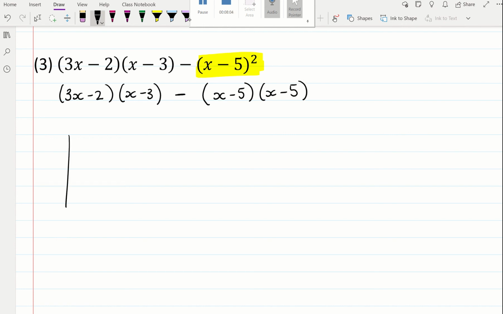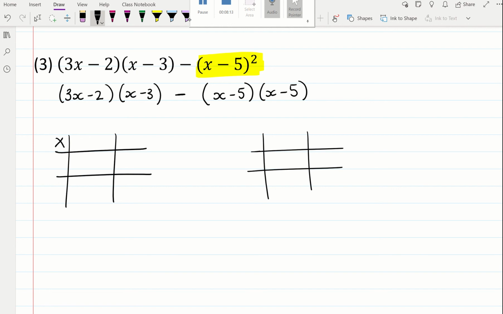And once again, the first thing you do is you multiply the double brackets. So the first, and I always put this multiplication sign to say that I'm multiplying, (3x minus 2)(x minus 3), and this is (x minus 5)(x minus 5). 3x times x is 3x squared. Negative 2 times x, negative 2x. 3x times negative 3, negative 9x. Negative 2 times negative 3 plus 6, a positive 6.